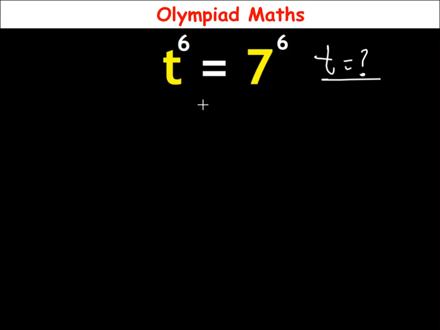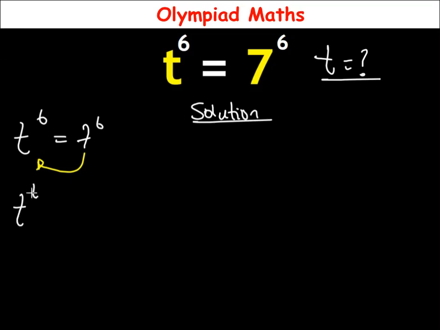Now to solve this, the question is t raised to power 6 is equal to 7 raised to power 6. So the first thing we're going to do is to move 7 power of 6 to the other side of the equation. And doing so, we then have it as t raised to power 6 minus 7 raised to power 6 is equal to 0.